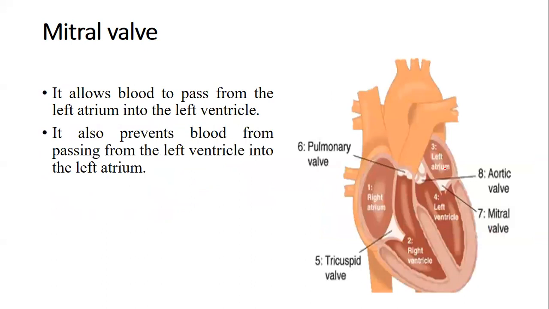What is the function of the mitral valve? We know that it is situated between the left atrium and left ventricle. So it allows the blood to pass from the left atrium to the left ventricle. It also prevents the blood from passing from the left ventricle to the left atrium. Here is the mitral valve, with only 2 leaflets or 2 flaps. It mainly helps the blood flow from the left atrium to the left ventricle, a unidirectional flow. It prevents the backflow of blood from the left ventricle to the left atrium.